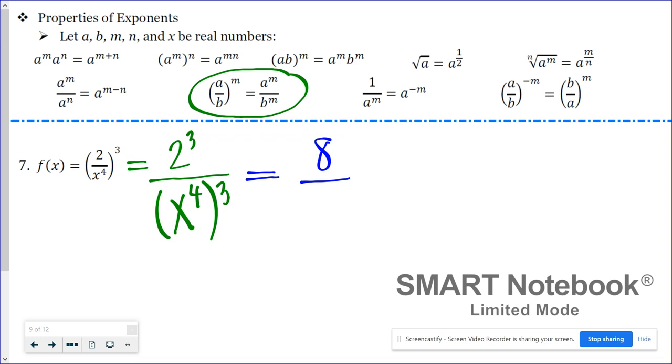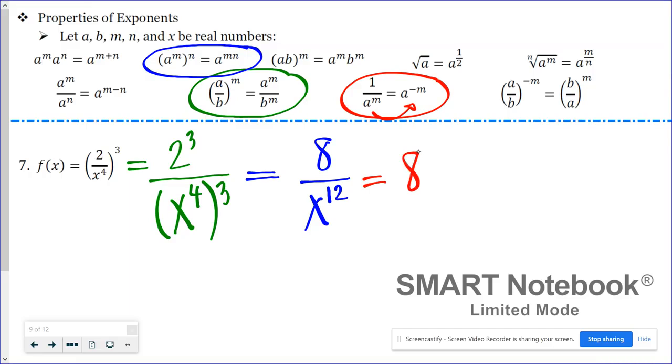On the bottom, I have x to the 4th to the 3rd power. So that's this rule, that power rule, where I multiply my exponents. So 4 times 3 is 12. Now, right now, this is not a true power function. I'm not allowed to leave the x to the 12th in the denominator. So I need to use that negative exponent rule. This is the rule that allows me to take what's in the denominator and bring it on up. Okay, so 8's fine where it's at. X to the 12th is being moved, and look at that, its sign changed. So 8x to the negative 12th is the power function here.